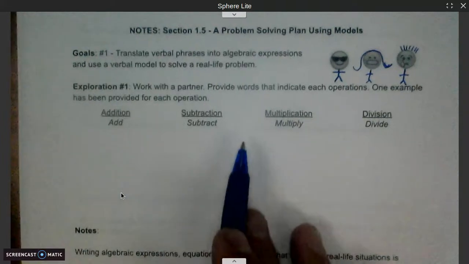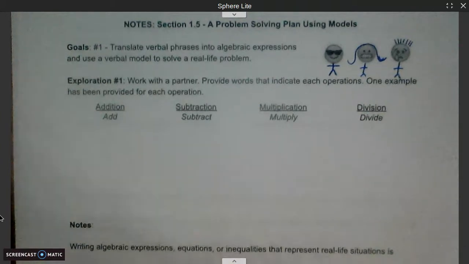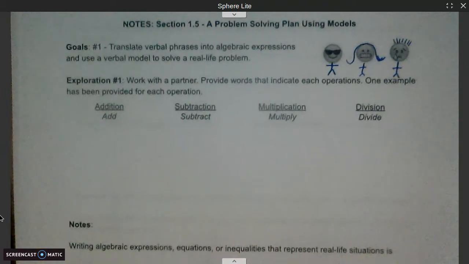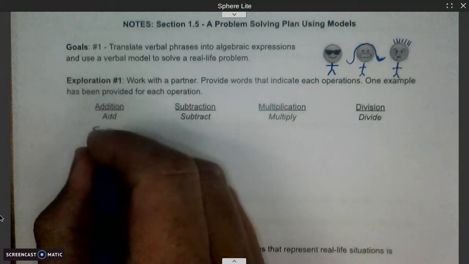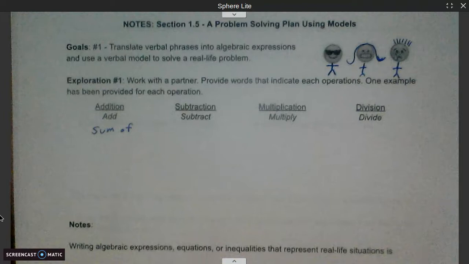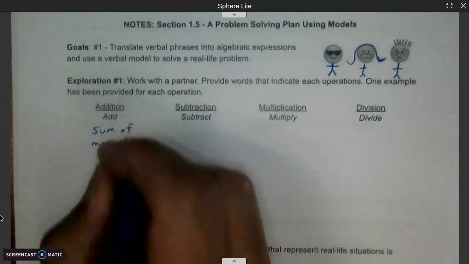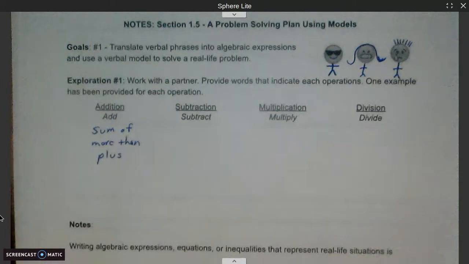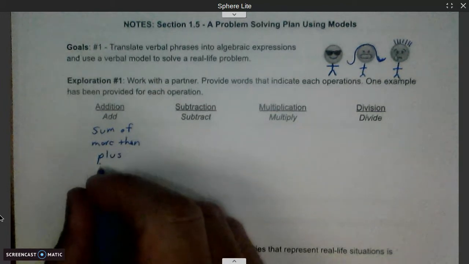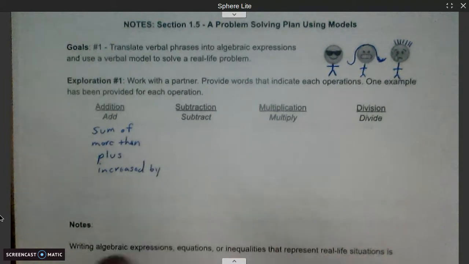For addition, subtraction, multiplication, and division, we have different terms that we use to identify each of those operations. So for addition, some that you might hear are: add, sum of, more than, plus, and increased by. And I'm sure there's some other ones out there, but these are the ones that just come to mind really quick.